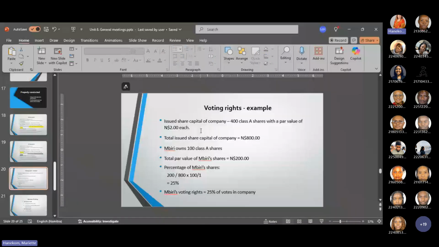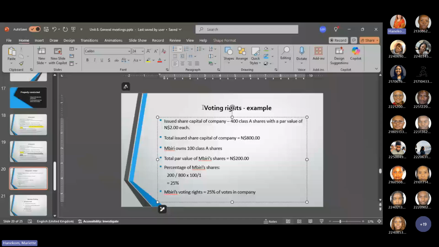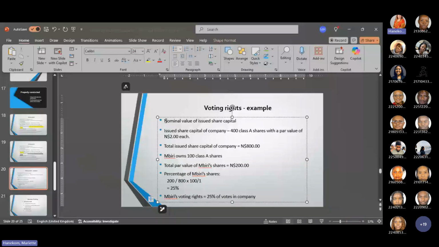So let's say, for example, that the issued share capital, and remember it's issued share capital, it's not authorized share capital. Sometimes I'll randomly throw into a question what the authorized share capital is. That just serves the purpose to confuse you. We're working with issued share capital. You need to calculate the nominal value of the issued share capital. That would be your first step.